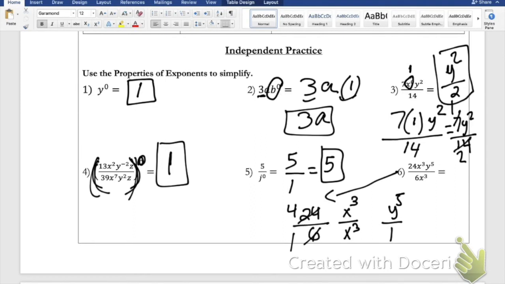X to the third over x to the third, this would be something you learned in 1300A, where when you have the same base and you're dividing, you end up subtracting the exponents, right? So that really is x to the third minus 3. You end up subtracting them. So x to the third minus 3 gives us 3 minus 3 is 0, so it's x to the 0. And of course, anything raised to the 0 is just going to be a 1. So all of this here will end up being just a 1. Y to the fifth over 1, I can't do anything to it, so I'm finished.